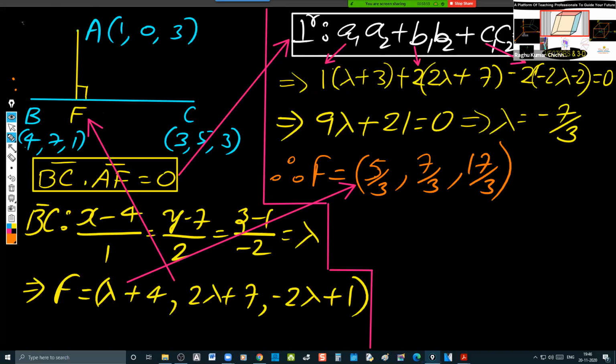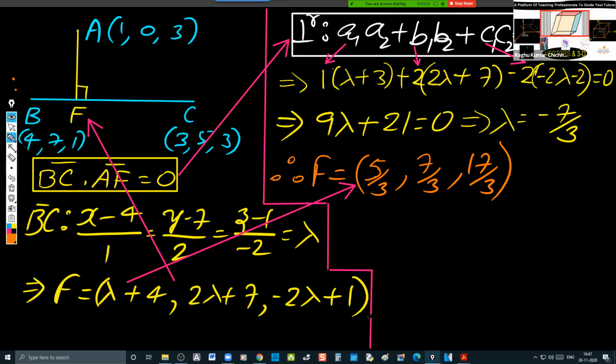This is lambda plus 4 minus 1, lambda plus 3, 2 lambda plus 7 minus 0, 2 lambda plus 7, minus 2 lambda plus 1 minus 3, minus 2 lambda minus 2. We simplified this and we got the value of lambda as minus 7 by 3. What we need is the foot of the perpendicular. So we substituted lambda in this one, and thereby we have got the foot of the perpendicular as 5 by 3, 7 by 3, 17 by 3. I think it's clear. Yes, sir.